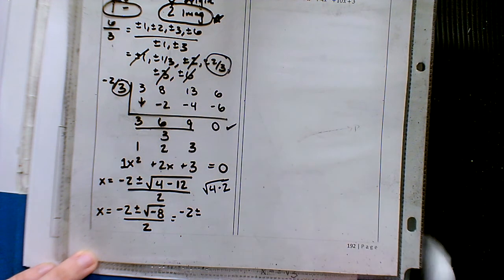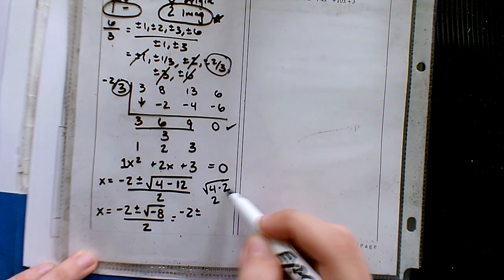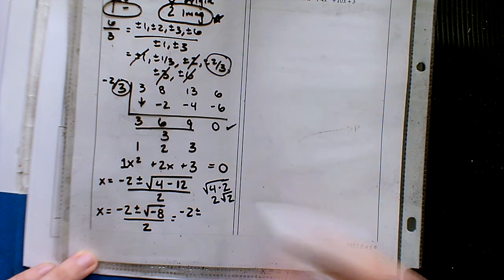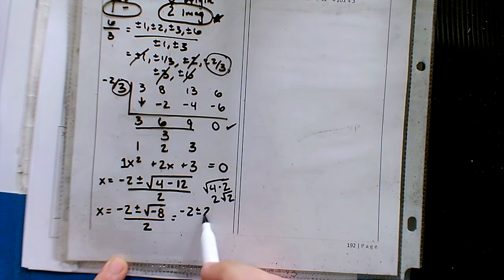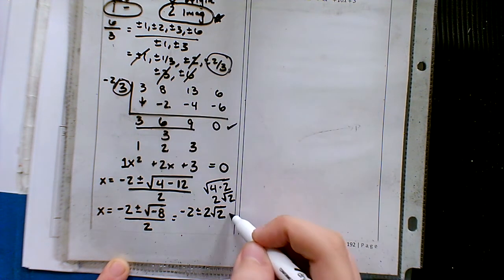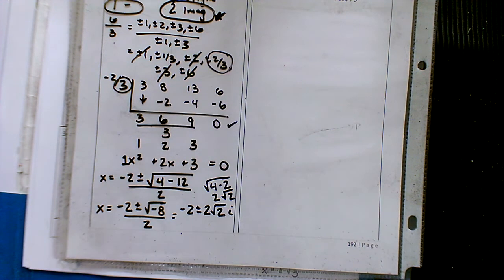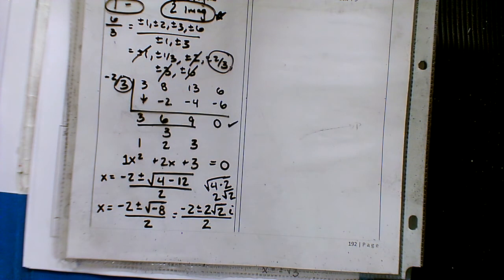What's the square root of 4? 2. And then the square root of 2 is unknown. Well, not unknown, but it's not a whole number. So you can rewrite the square root of 8 as 2 square roots of 2. And since the 8 was negative on the inside, we know we're going to need an imaginary i. And that's all over 2 on the bottom.